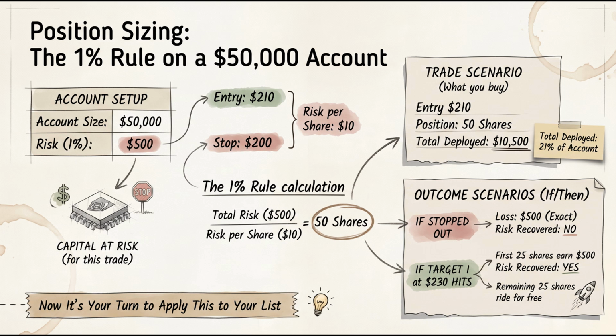If we hit our first target, the first 25 shares lock in $500 of profit, which covers our entire initial risk. The remaining 25 shares then effectively become a risk-free ride.